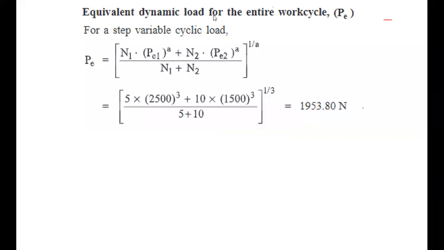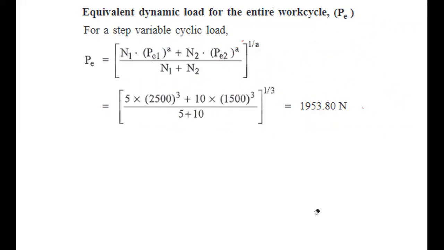So we'll use the same formula. We know N1 is for the first 5 revolutions into P1 raised to 3 because it is a ball bearing. N2, P2 raised to 3, divided by N1 plus N2, which is 5 and 10. So P comes out to be 1953.80 Newton.